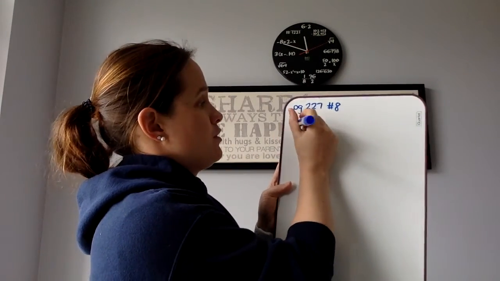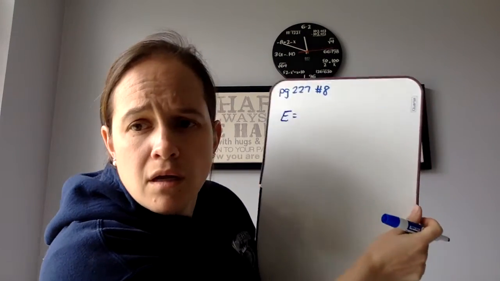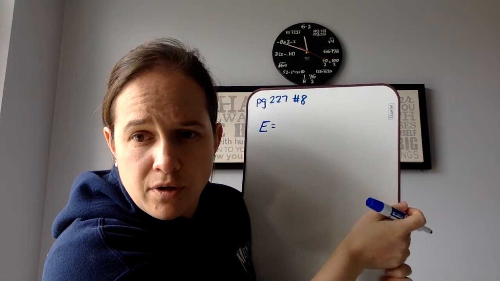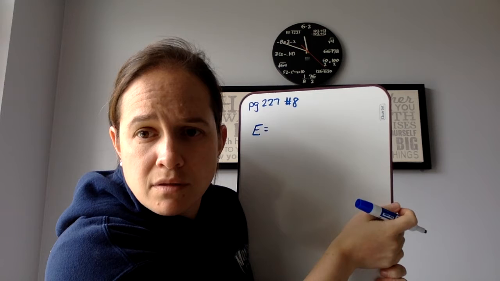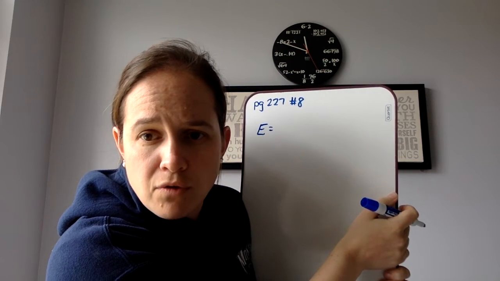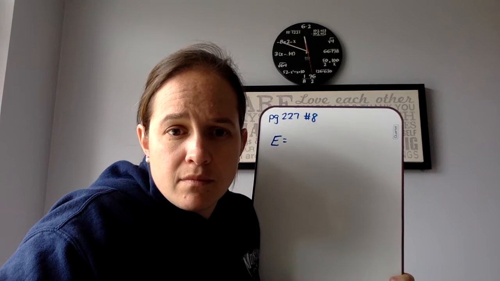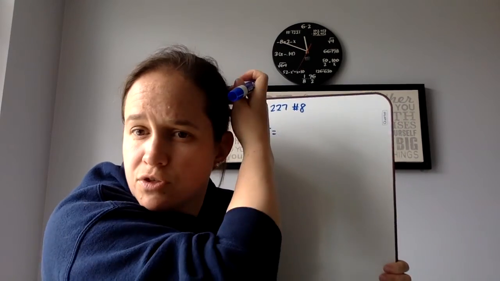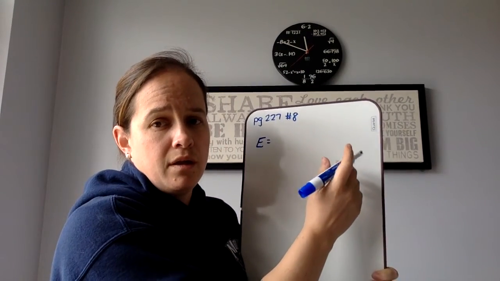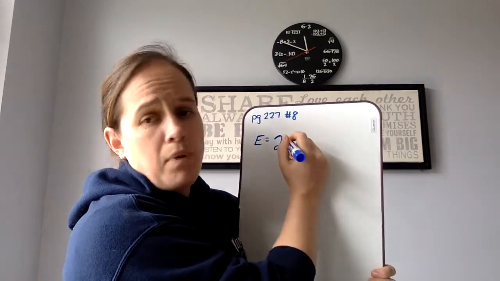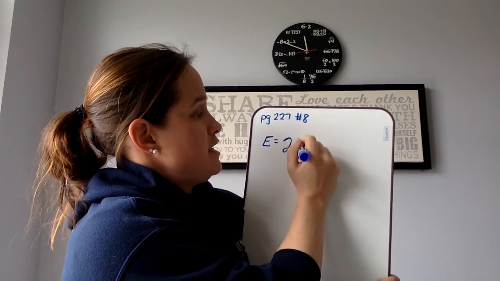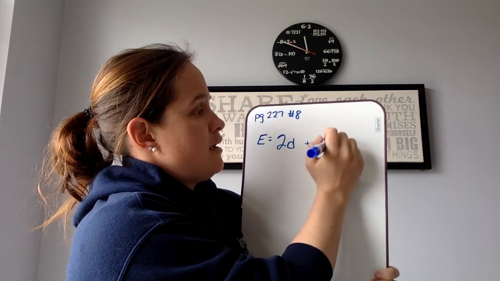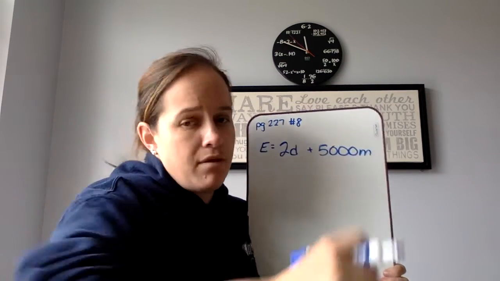So if we're relating total earnings in terms of the number of months on tour and the number of CDs sold, for this question you are going to have your total earnings is equal to the $2 per CD sold, so we'll call that D for disc. You can use any variable you want, plus the $5,000 per month.